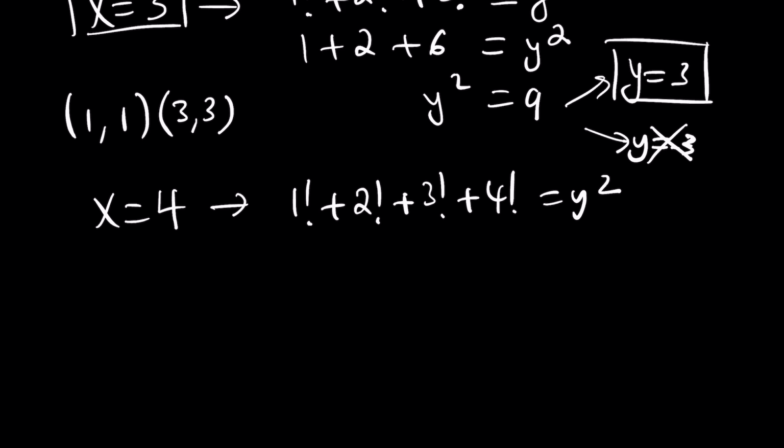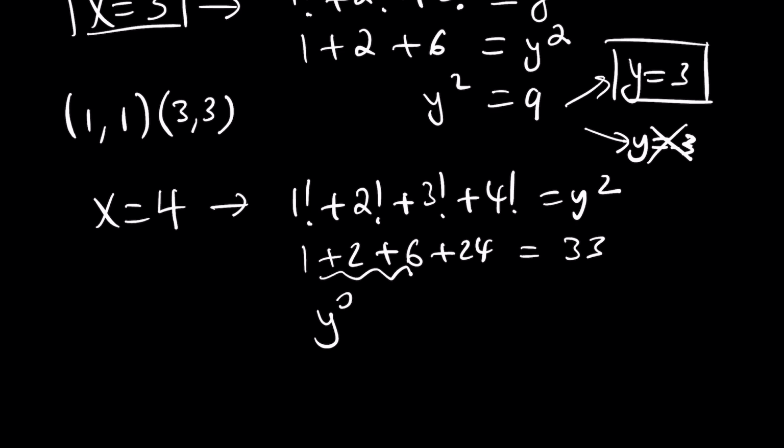But we know that 1 plus 2 plus 6 plus 24, this is 9. 9 plus 24 is 33. This means y squared is 33. Uh-oh, Houston, we have a problem, but we don't have a solution, right? So we're going to reject this as well. Why? Because no perfect square can be 33. So that means for x equals 4, there are no solutions, which again justifies that x cannot be even.